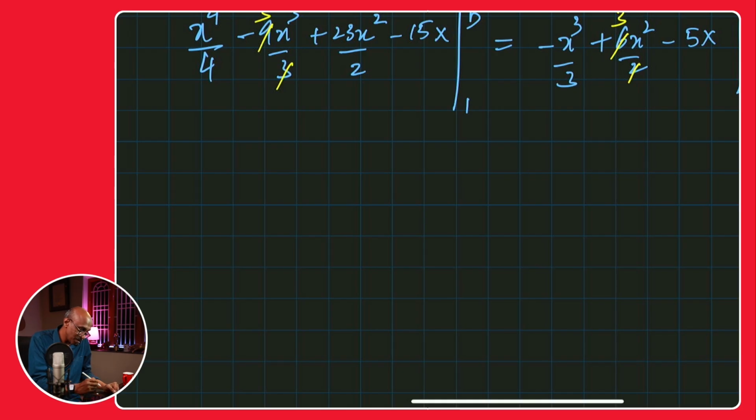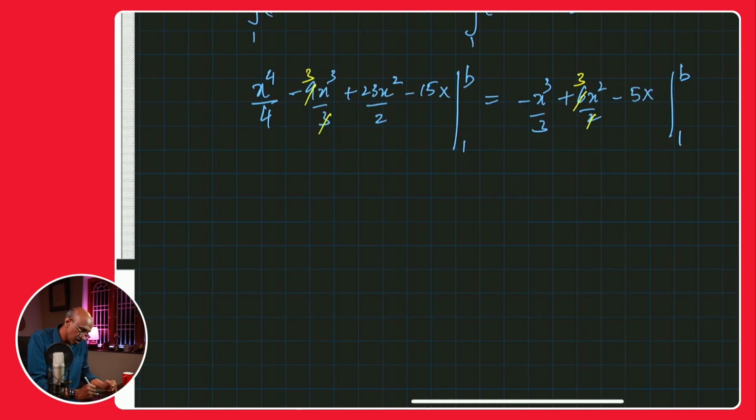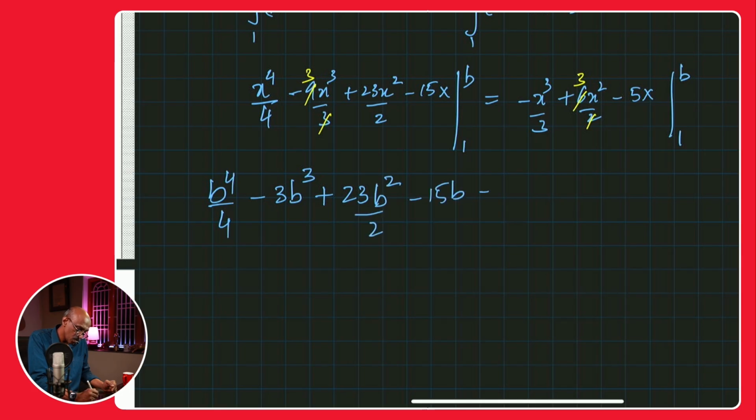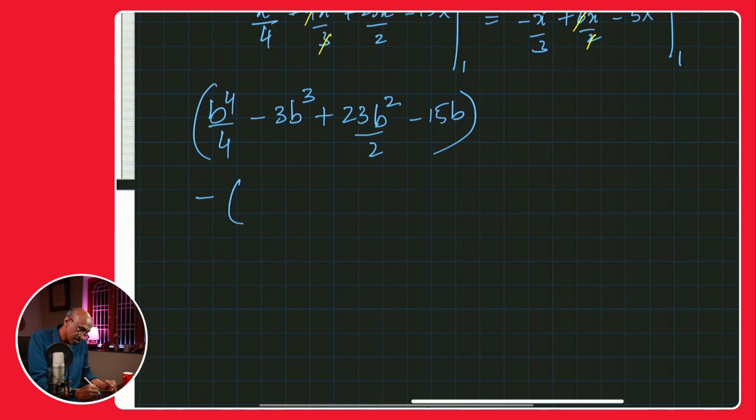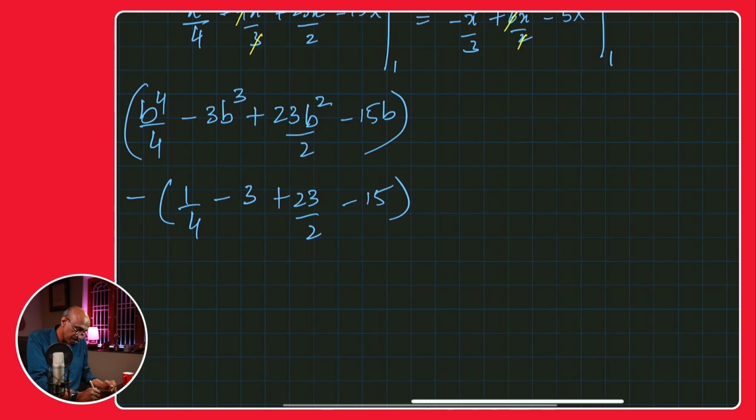So what do we have when you substitute b? This is going to be b to the power of 4 over 4 minus 3b cubed plus 23b squared over 2 minus 15b equals upper limit minus lower limit. This is the upper limit, minus 1 to the power of any number should just be 1. So that's just minus 1 over 4 minus 3 plus 23 over 2 minus 15. This is the lower limit for the left hand side.